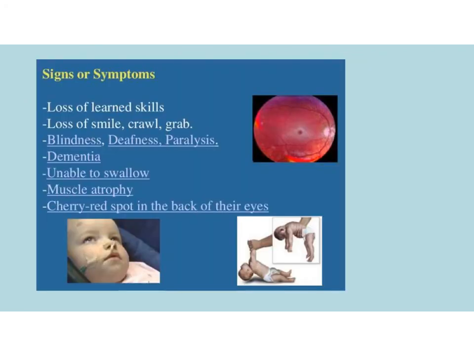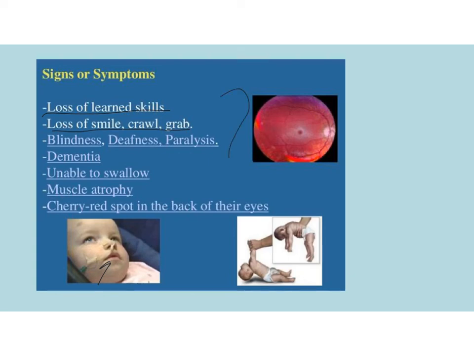Okay, the last thing I just kind of want to go through is a couple of different diseases where we know exactly the reason for it. And one of them is Tay-Sachs. Okay, so this is an example of Tay-Sachs. These are the signs and symptoms of Tay-Sachs. You're going to have a series of different symptoms like loss of learned skills, loss of smile, so the babies don't smile, which is a telltale sign, blindness, deafness, paralysis.